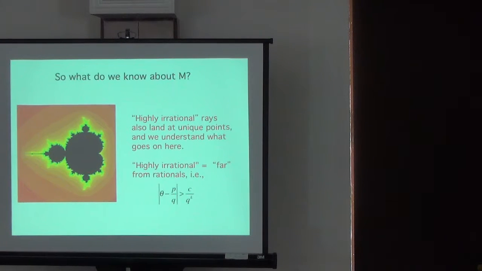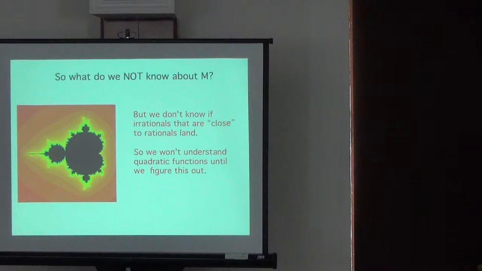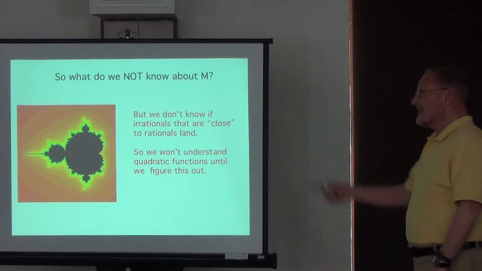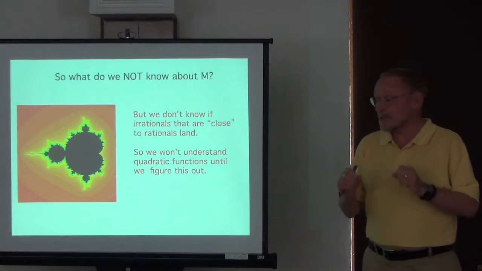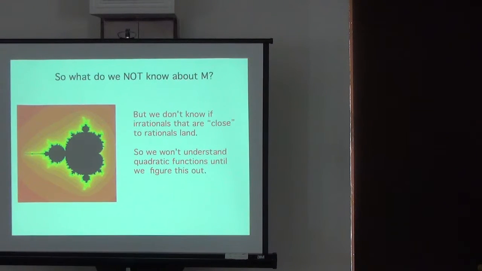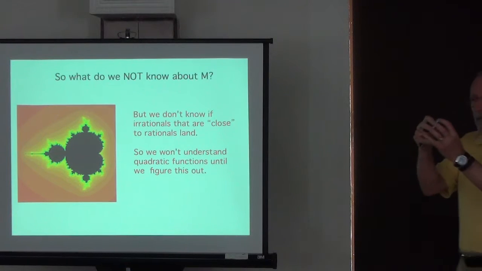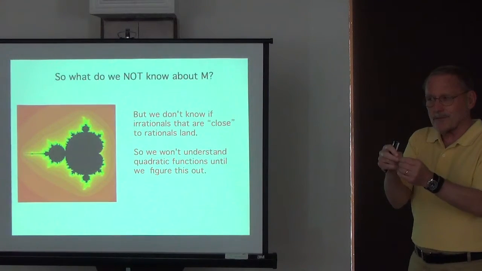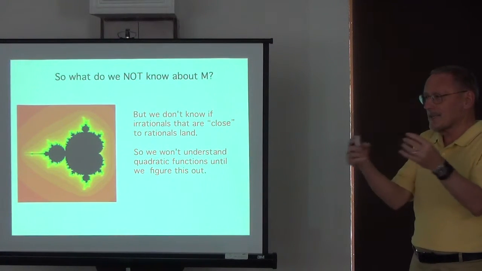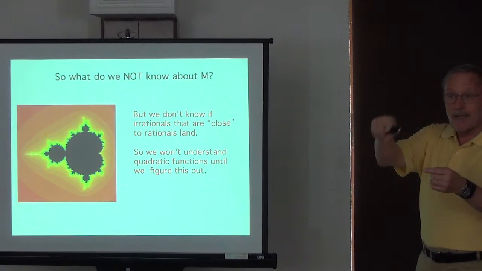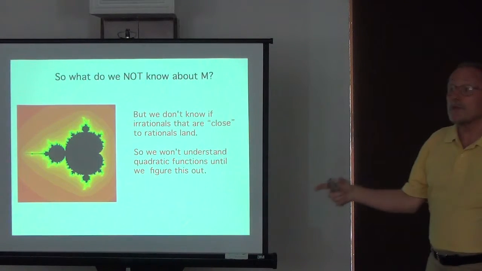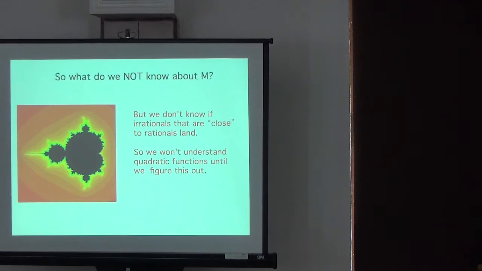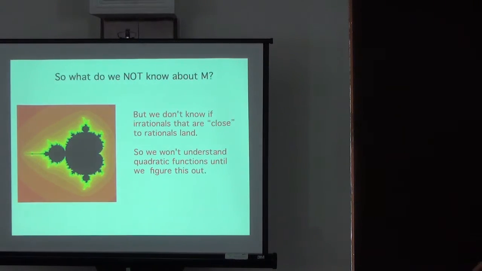Okay? And then the highly irrational rays also land at points. You understand what goes on there? I told you what highly irrational meant. Okay, but what do we not know about the Mandelbrot set? Well, we've got those irrationals that are close to rationals. We don't know if those rays land. Remember those bulbs, they get more and more intricate, more and more spokes as you get closer and closer to those irrational points. The geometry is getting very intricate. Maybe those rays come in and start moving like crazy and accumulate on something. We don't know if those rays are landing. So we won't understand quadratic functions until we figure that out.